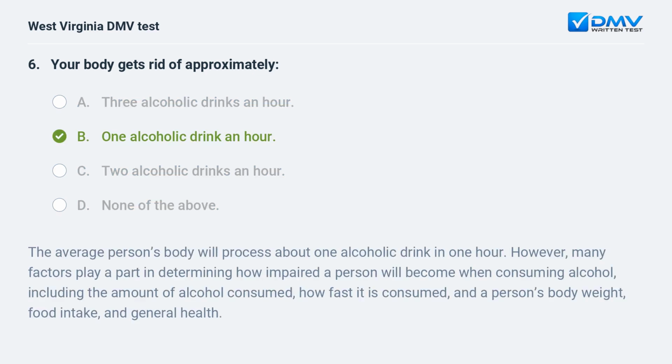B. 1 alcoholic drink an hour. The average person's body will process about 1 alcoholic drink in 1 hour. However, many factors play a part in determining how impaired a person will become when consuming alcohol, including the amount of alcohol consumed, how fast it is consumed, and a person's body weight, food intake, and general health.